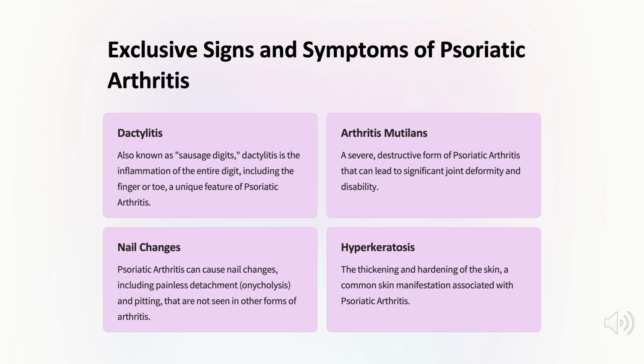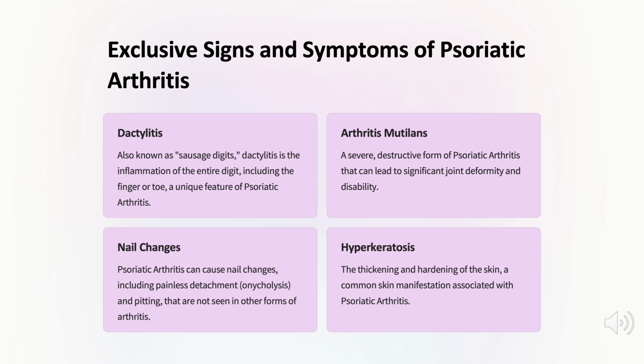In severe cases, psoriatic arthritis can lead to significant joint deformity and disability, underscoring the importance of early diagnosis and intervention. Nail changes are another hallmark of psoriatic arthritis, including painless detachment, onycholysis, and pitting. These manifestations are not commonly observed in other types of arthritis.